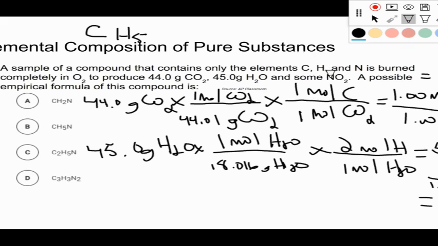I don't know how many N's I'm going to have in this formula because it doesn't give me enough information. It just says and some NO2. But if we look over here, I have CH2, CH5, C2H5, and C3H3. Well, the only one that matches my information is letter B, the CH5N, because I end up with CH5, and then I just have to assume that since that's my only CH5, the N was just a ratio of 1. So in some of these problems, they're going to give you all the information needed, and in some of the problems, they'll only give you a little bit, and then you have to use the information you know to pick the correct answer choice.